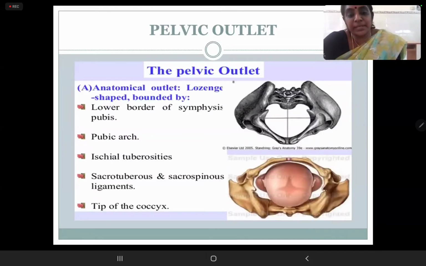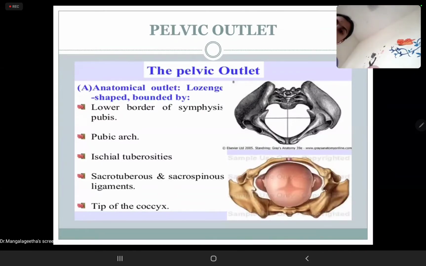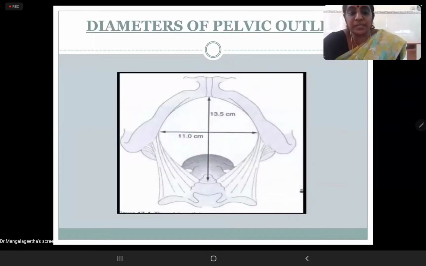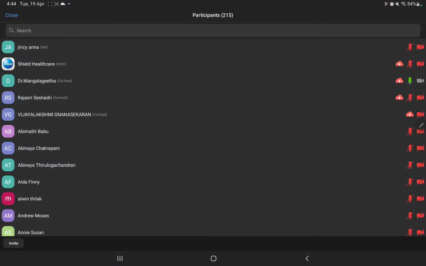Outlet. In the outlet we again have the anterior part and the posterior part. The important landmarks of the pelvic outlet are the lower part of the symphysis pubis, the pubic arch, the sacrotuberous and sacrospinous ligaments, and the tip of the coccyx. Here you can see the difference in the pelvic outlet. It is totally the reverse of the inlet. Here the anteroposterior diameter is bigger than the transverse. This is 13.5 and the transverse is 11.